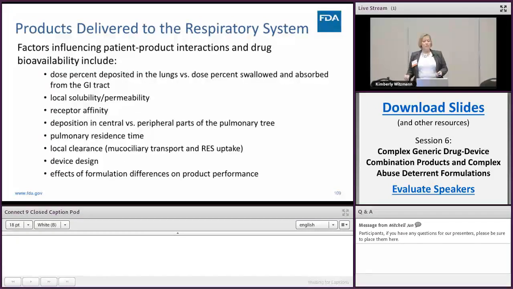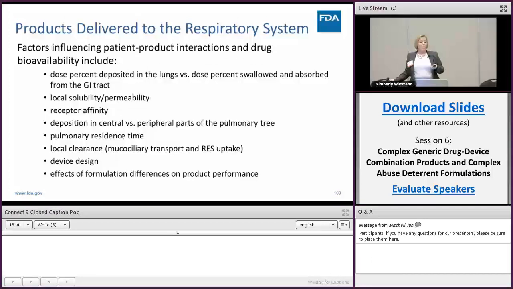And then finally, when we look at these drugs that are delivered to the respiratory system, there are a lot of things that influence that patient-product interaction and the bioavailability for these drugs. And so things that are maybe not the most intuitive right away can actually still impact the drug delivery and the overall therapeutic equivalence for these products. So for example, the percent of dose that's deposited in the lungs versus the dose percent that gets swallowed or absorbed from the GI tract based on how big the particle size, which can be determined upon the specific device constituent parts, like the pump, what size particles come out when you push the pump or actuate the pump.